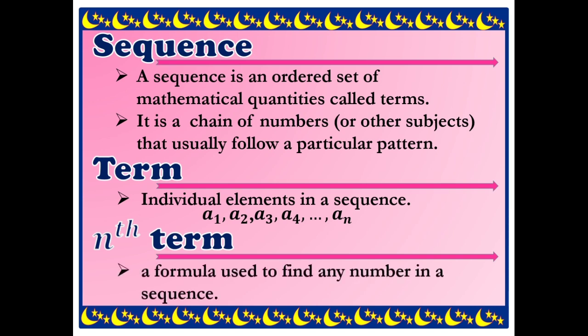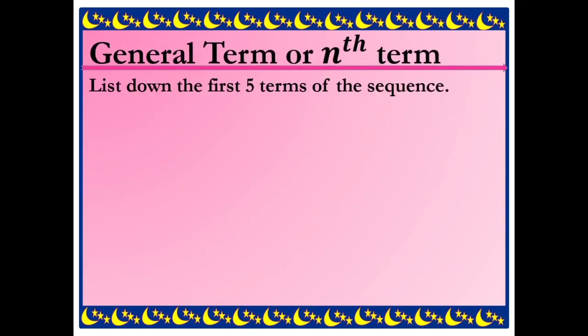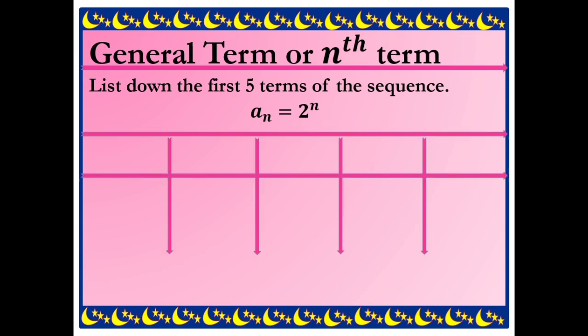The nth term is a formula used to find any number in a given sequence. Let's have an example. List down the first 5 terms of the sequence. The given nth term of a sequence is a sub n is equal to 2 raised to n. Since we are looking for the first 5 terms, let's set the value of n as 1 for the first term, n is equal to 2 for the second term, n is equal to 3 for the third term, n is equal to 4, and n is equal to 5.